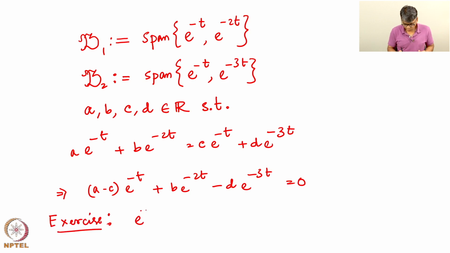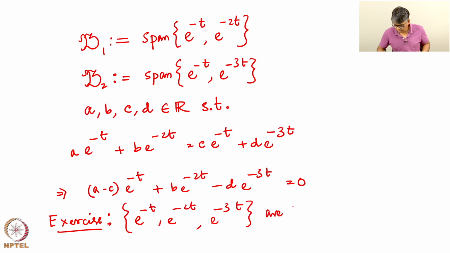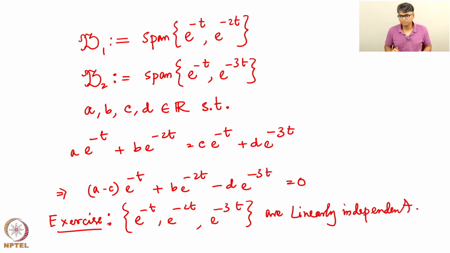Show that e to the power minus t, e to the power minus 2t, e to the power minus 3t, these three functions are linearly independent. If you have done a course on linear algebra, you know the meaning of this. That means no non-trivial linear combination of these three functions can give us the zero function. The zero function is a function that is identically zero for all time.